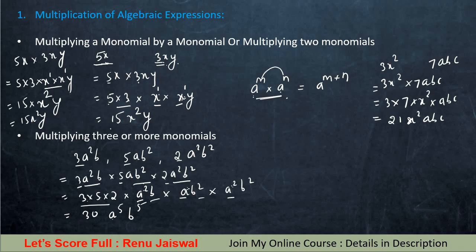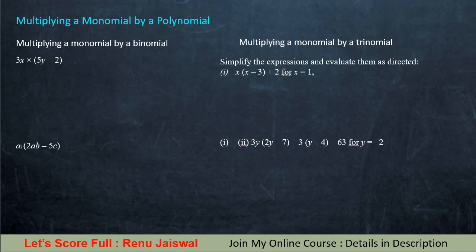Now here what we are trying to learn is to multiply a monomial by a binomial. So what we do? See, if there is a 3x which is a monomial, but the second term, that is 5y plus 2, is a binomial, we use the distributive property. What is that? We take the first monomial, whatever the number is, and give it to each and every term of the second bracket. So 3x into 5y, then there is a plus and plus. So plus and plus, in multiplication, give plus. So this is 3x into 2.